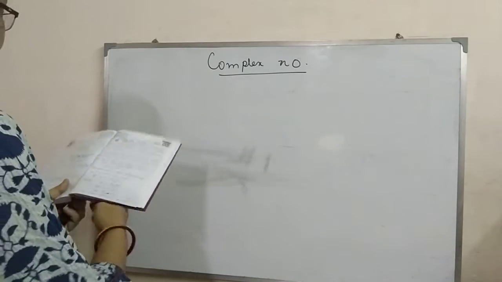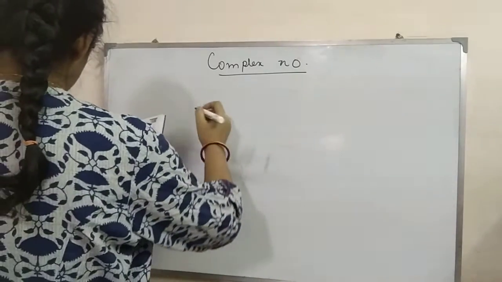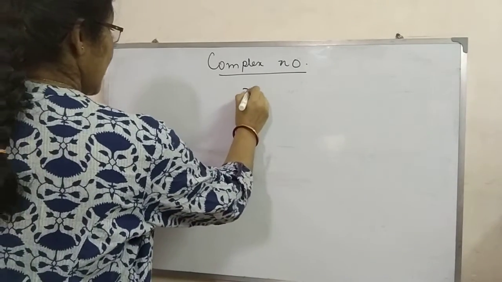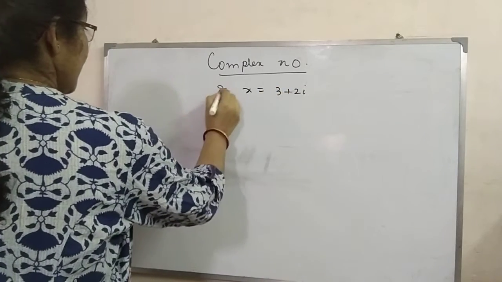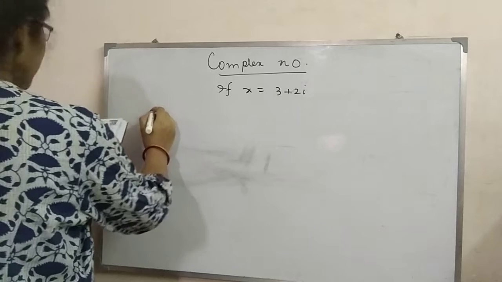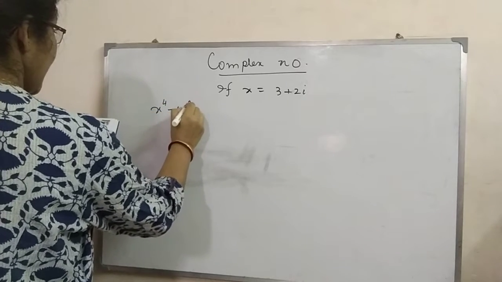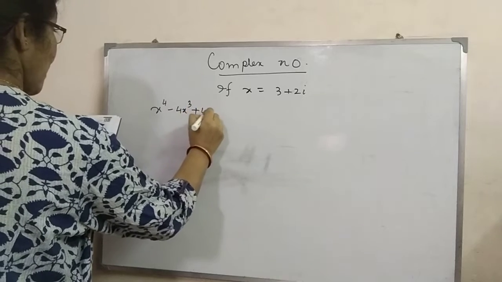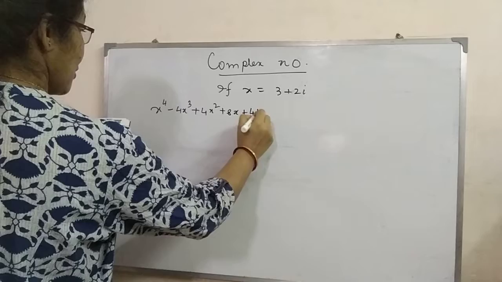If I have x equal to 3 plus 2i, then find the value of x to the power 4 minus 4x cube plus 4x square plus 8x plus 44.